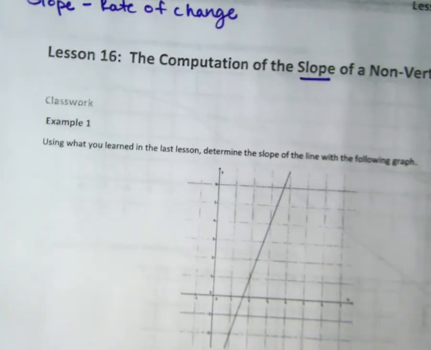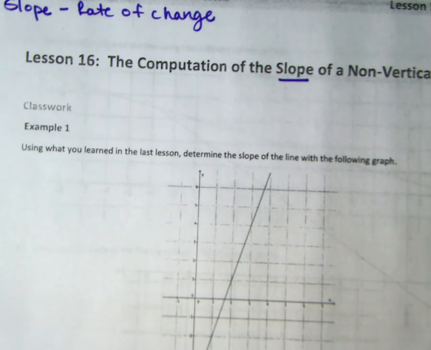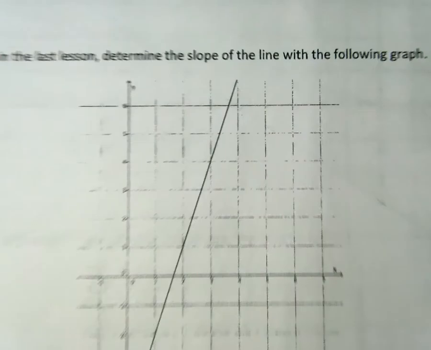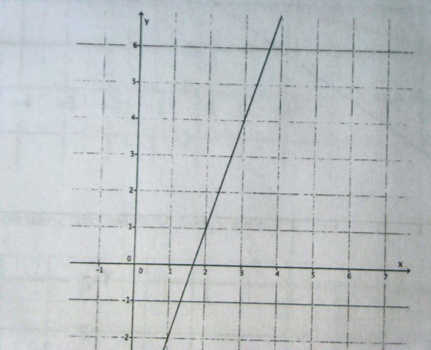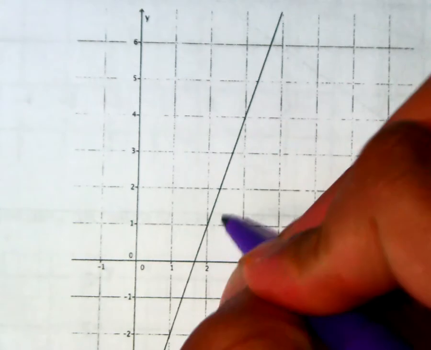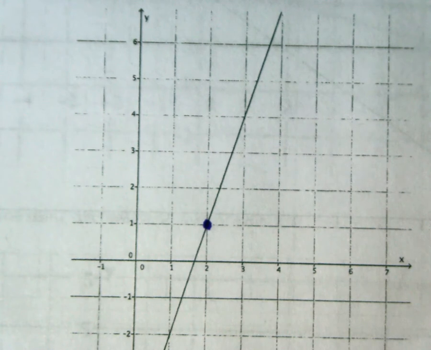In example number 1, we're being asked to use what we've learned from the previous lesson to determine the slope of the line with the following graph. I'm going to zoom in on this graph and you'll notice that we have not been given any points. So we want to be sure that we're picking 2 points on this line where x and y are both integers, whole numbers. And let's label one point P and one point R. So I'm going to pick point P. Point P is located where? Correct. At point 2, 1.